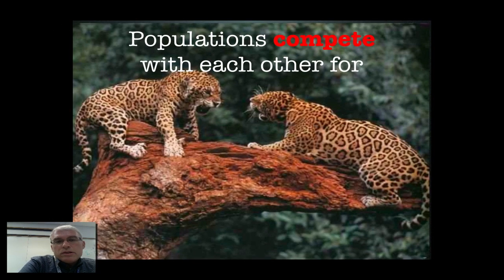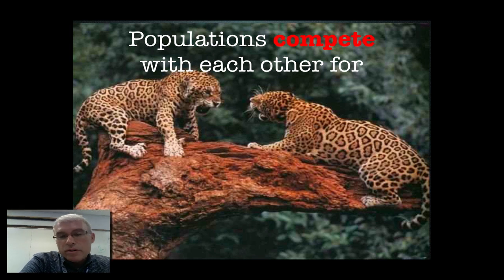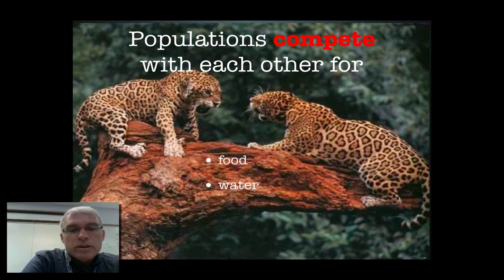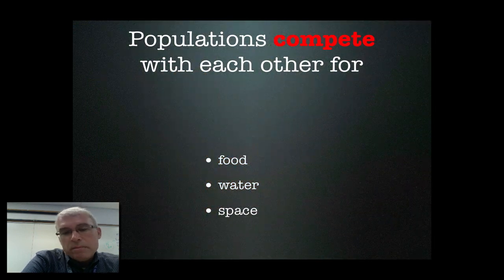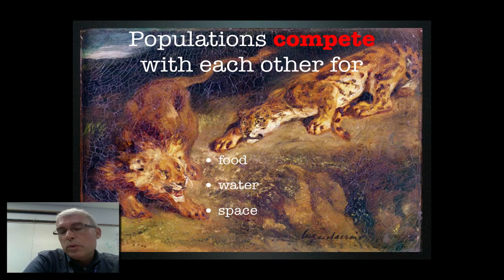Okay, populations also compete with each other for different things. For example, food, water, and space. These two leopards, members of the same species, are obviously arguing over something, probably territory. Because they're the same species, this is competition within species. You can also have competition for food, water, and space between two different species. For example, a lion and a leopard here in this picture. They're competing with each other and they're not the same species.